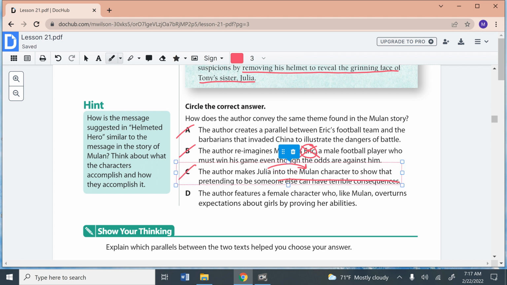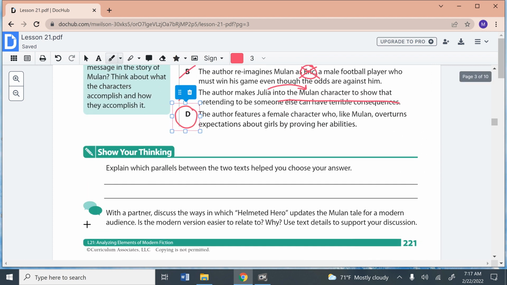So that leaves us with D. The author features a female character who, like Mulan, overturns expectations about girls by proving her abilities. So this definitely fits the theme. So answer choice D would be the best choice because, as we had said earlier, our theme was that women can succeed in traditionally male roles, which is basically our answer choice D.